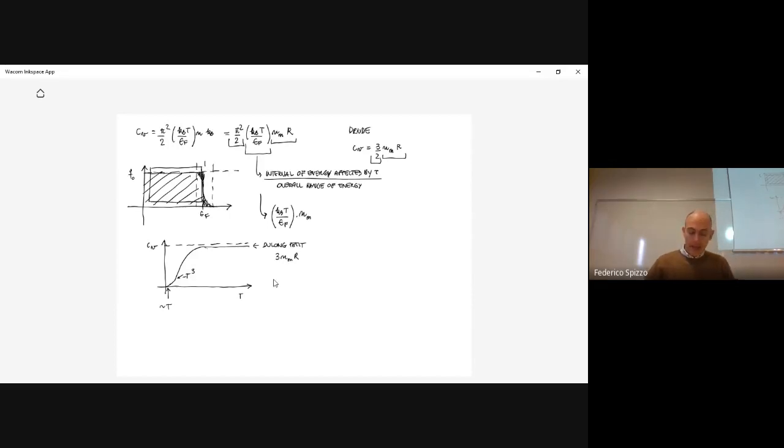So now we know something more than we knew with the Drude picture, though we are still not able to predict the full dependence of CV as a function of T.